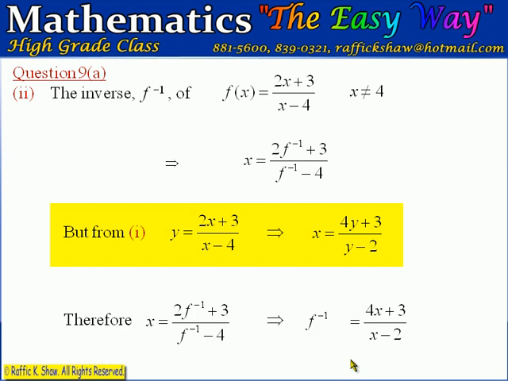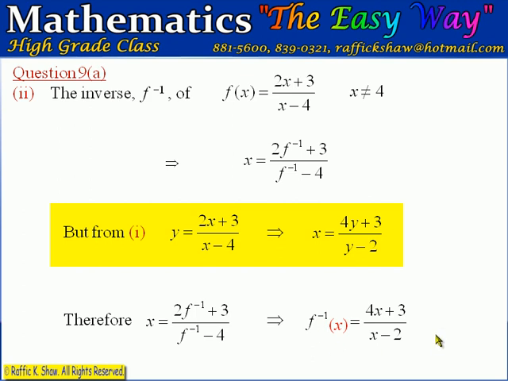So we can now put in our x here. Right? So f to the minus 1 of x is equal to 4x plus 3 divided by x minus 2. And that's the inverse of f of x. Inverse of f of x is f to the minus 1 of x. And that's the answer for that part.